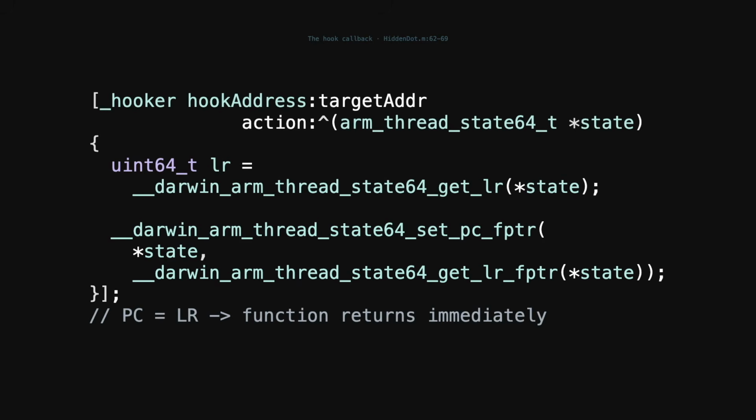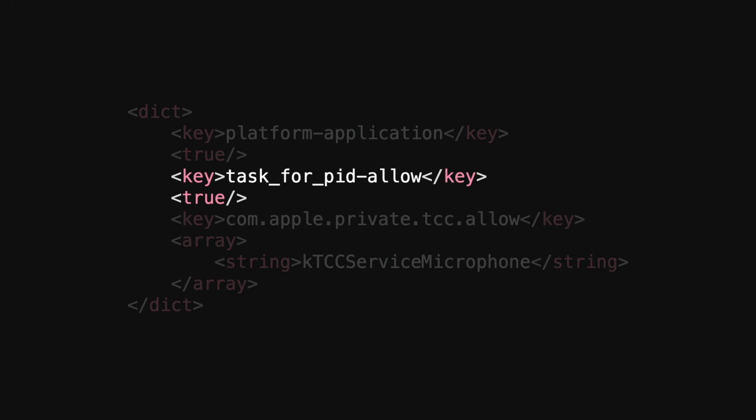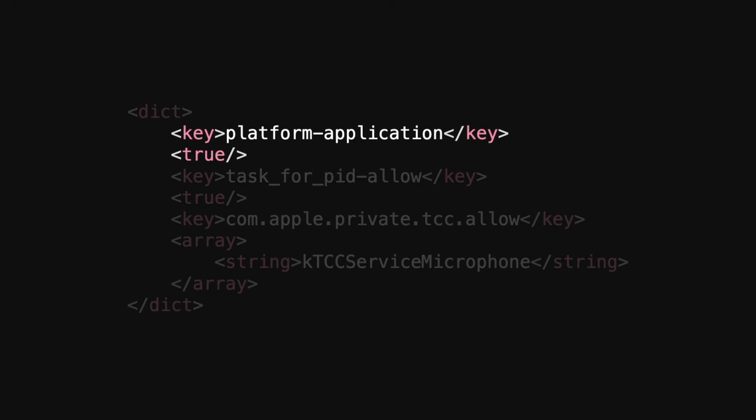Now, to actually run this on the device, we also need the right entitlements. task_for_pid-allow gives us the right to request a Mach task port for any process, including SpringBoard. But having the right isn't enough. The kernel also checks who's asking. If the caller isn't a platform binary, the request is rejected. That's what platform-application does. It marks our binary as a platform binary, the same trust level as Apple's own daemons. Without it, task_for_pid fails even with the entitlement.